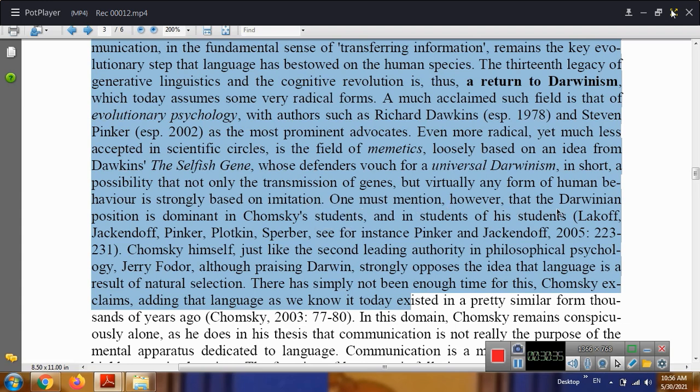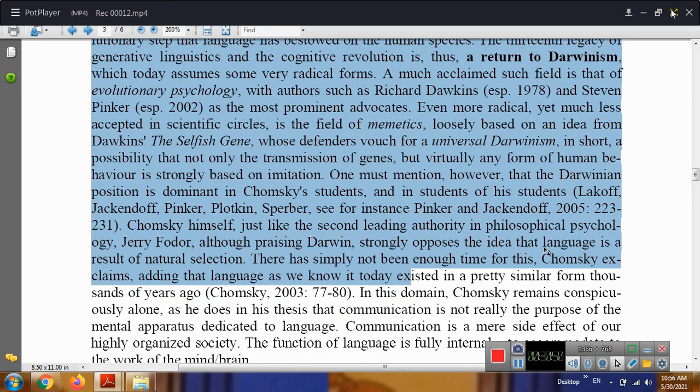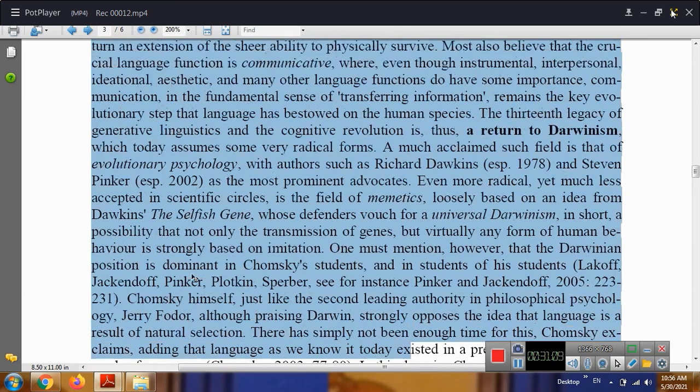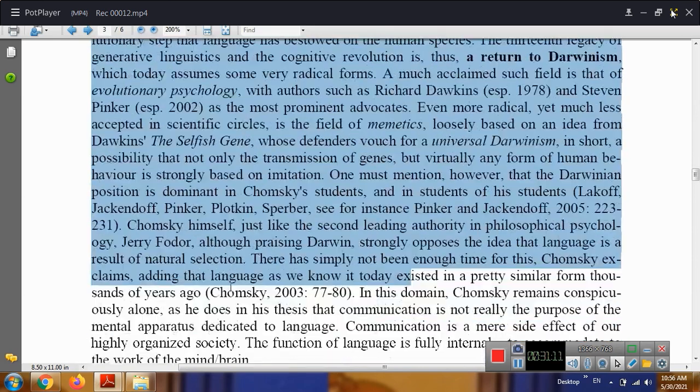One must mention, however, that the Darwinist position is dominant among Chomsky's students and the students of his students, in Lakoff, Jackendoff, Pinker, Plotkin, and others. Chomsky himself, just like the second leading authority in philosophical psychology, Jerry Fodor, while also praising Darwin, strongly opposes the idea that language is a result of natural selection. You know that Chomsky was a rationalist.